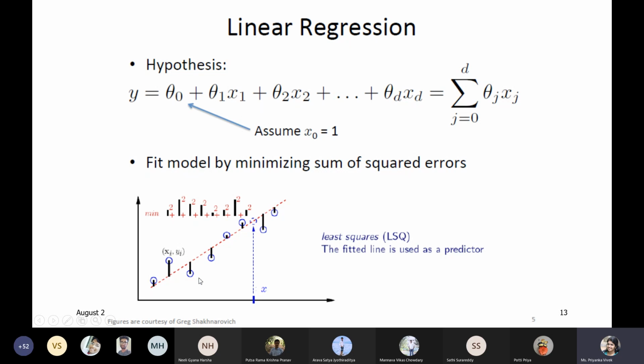Now see if you can see the figure. The red dotted line is the line we have fit. On it the points are our predicted y, and the actual y are these blue dots. The distance is shown as a black line. That is the distance. If you square it and add it, that is your sum of squared errors. So our aim is to minimize it.